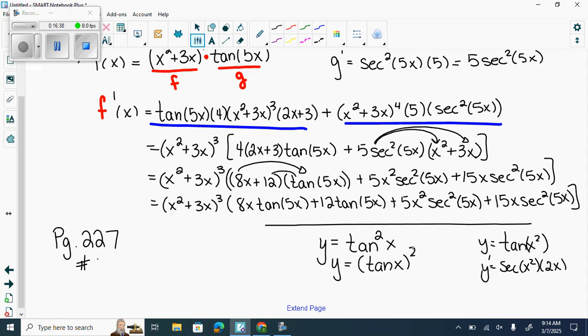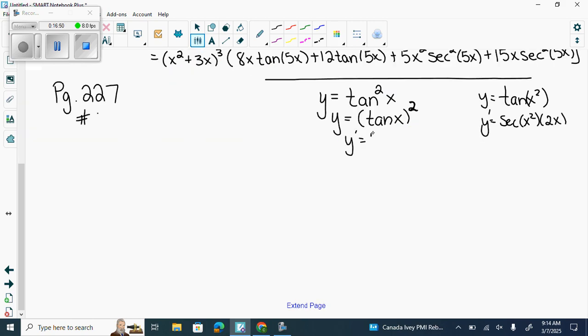Then what is this? Starts with a C. Rhymes with chain rule. Chain rule. You guys are so smart. So, what would we get? 2 tan x to the 1, and then the derivative of tan x, which is secant squared x. Okay?